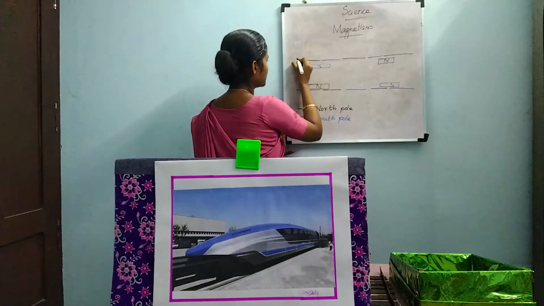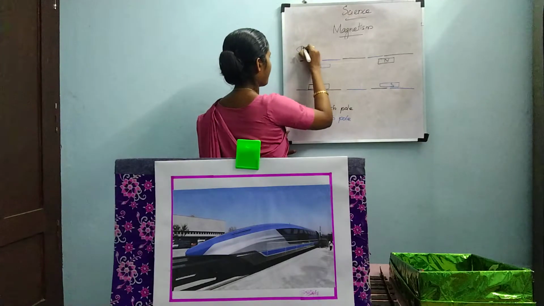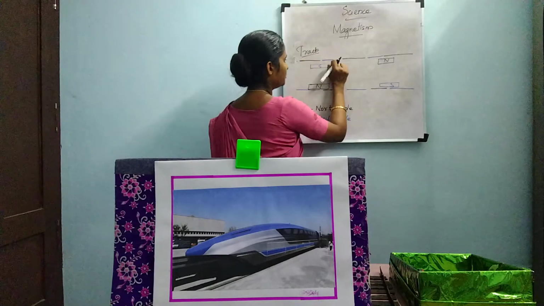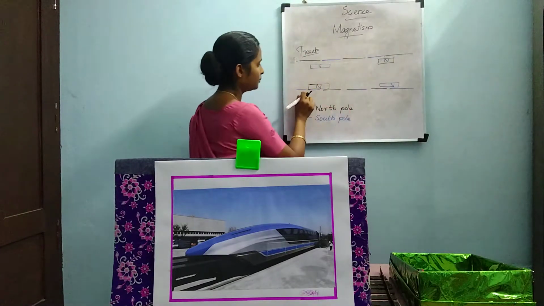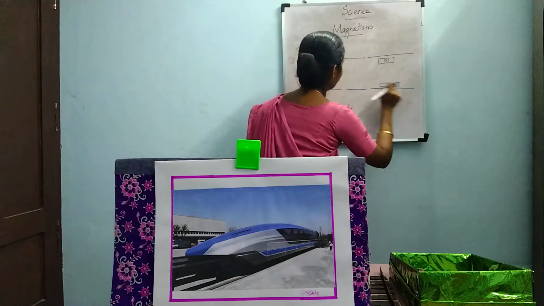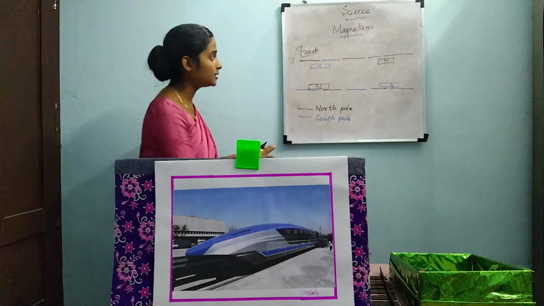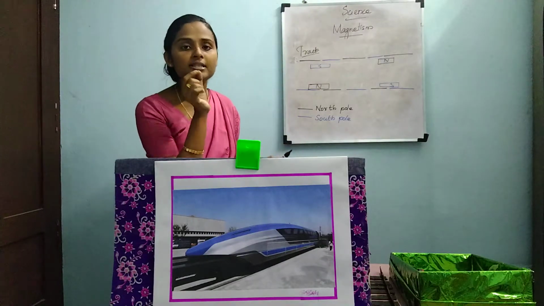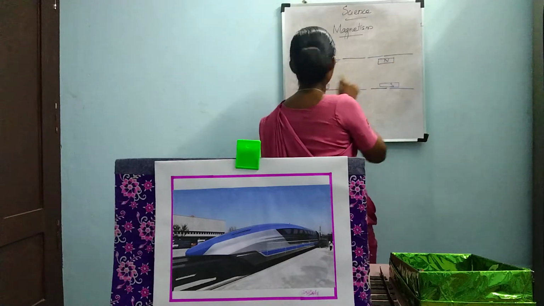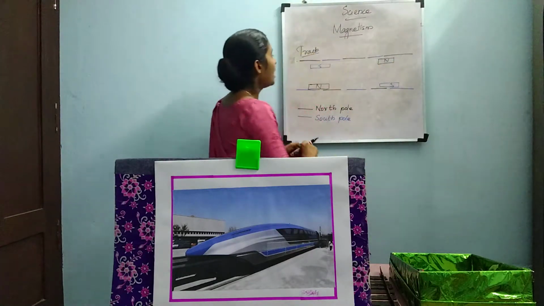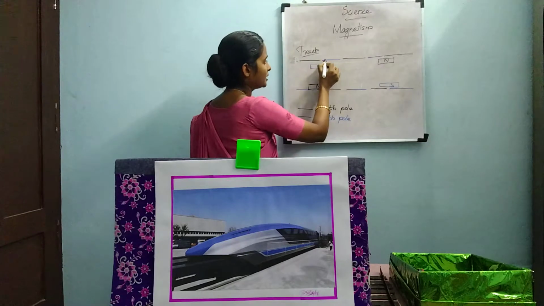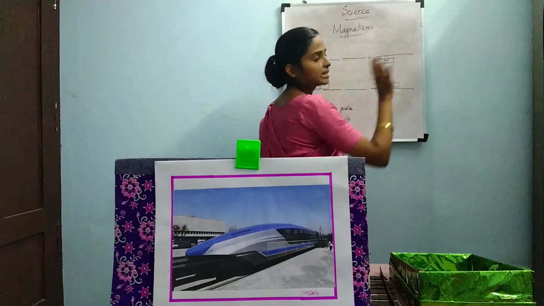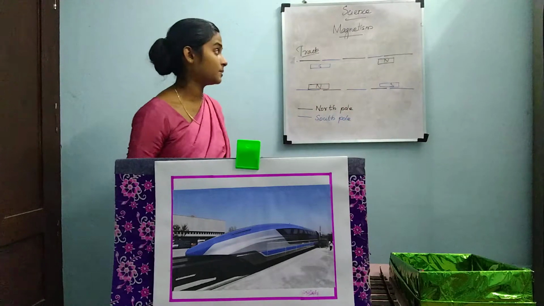See, this is a railway track. This black, blue, black, blue, black. Blue, black, blue, black, blue. It is not just a simple railway track. It is a magnetic railway track. These all are magnets. One magnet shows north pole and the other magnet shows south pole. Likewise, the magnets are arranged in a systematic manner.